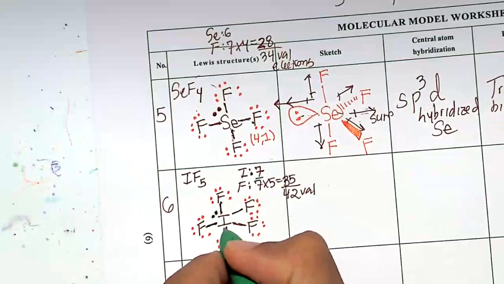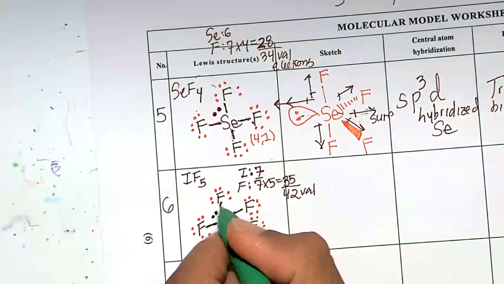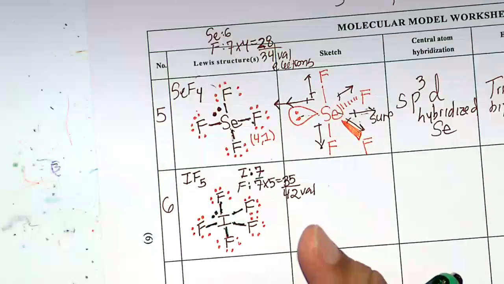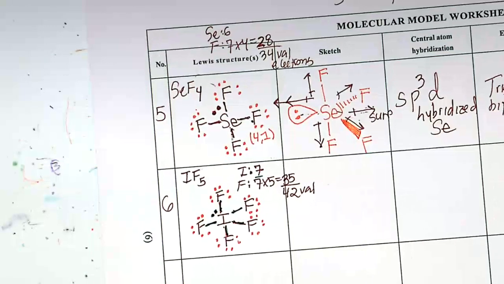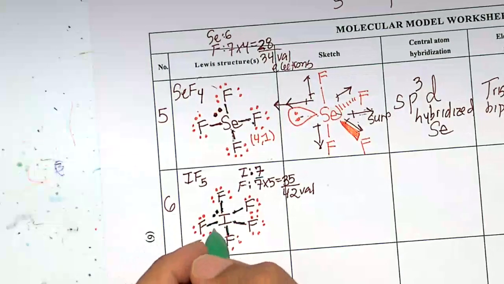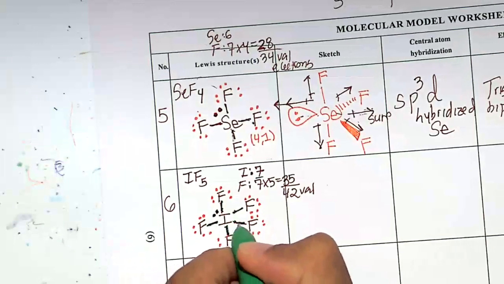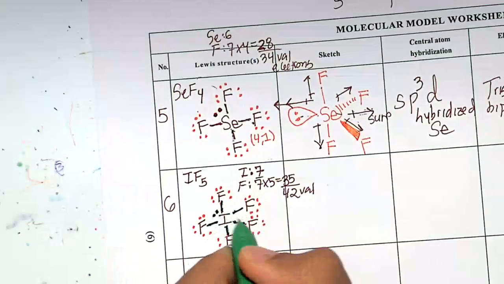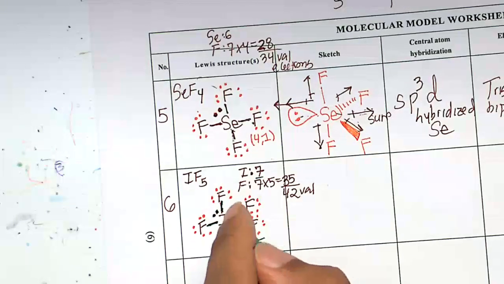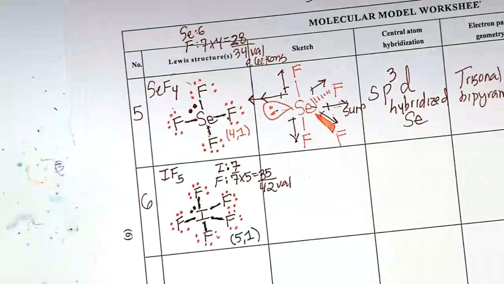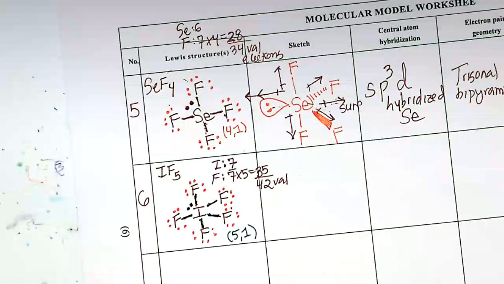The iodine has 1, 2, 3, 4, 5, 6, 7, 8, 9, 10, 11, 12 electrons around it, but that's okay. This is an expanded octet. How many bonding and how many lone pairs? I'll pick on you again, Amy. 1, 2, 3, 4, 5: 5 bonding. How many lone pairs? 1. A total of 6, but out of those 6, 1 of them is a lone pair.